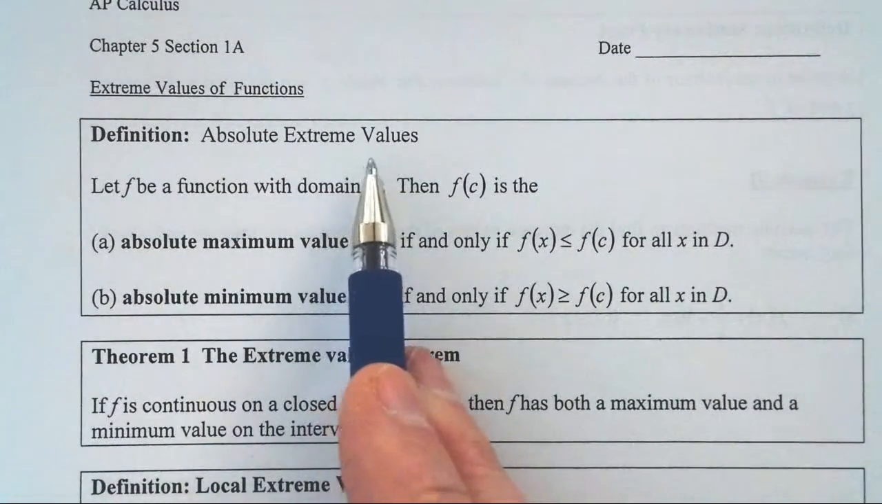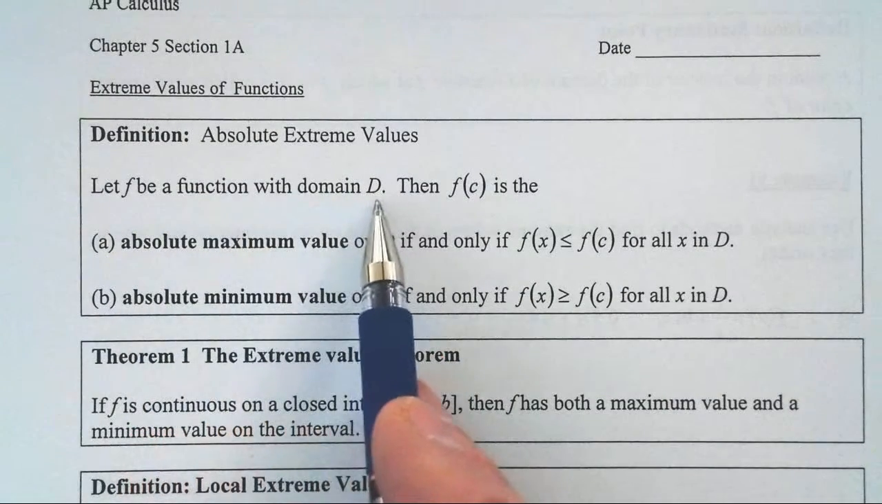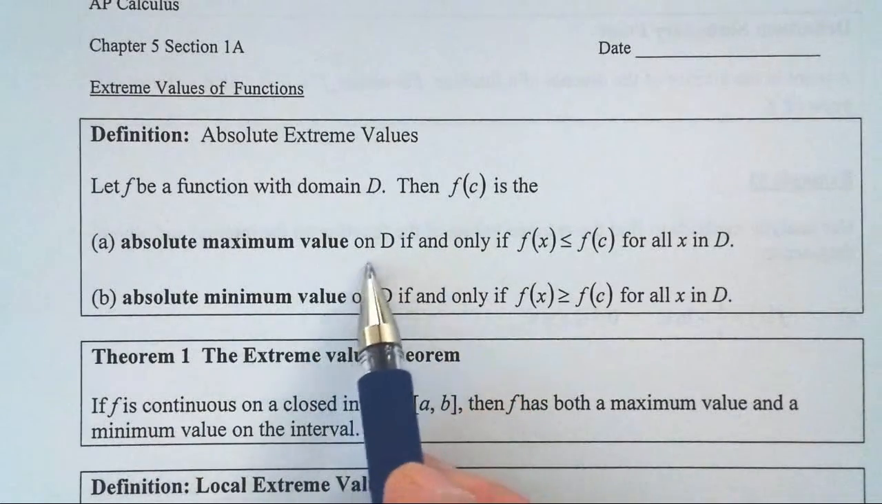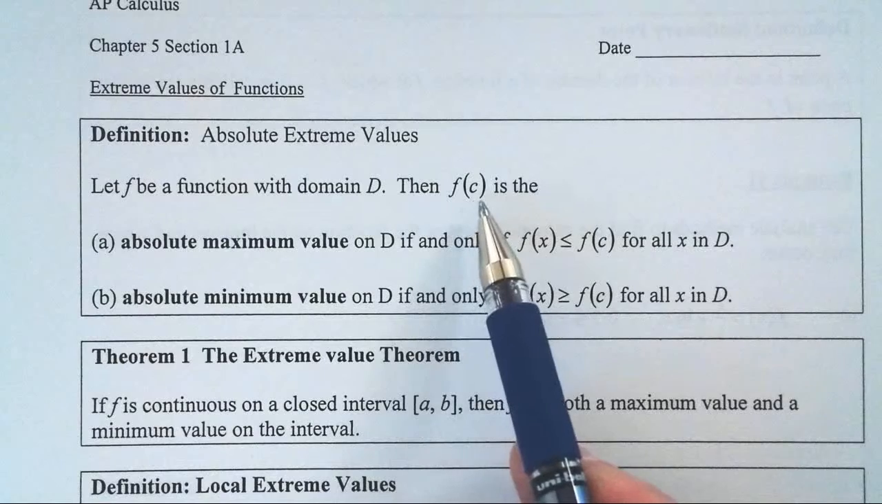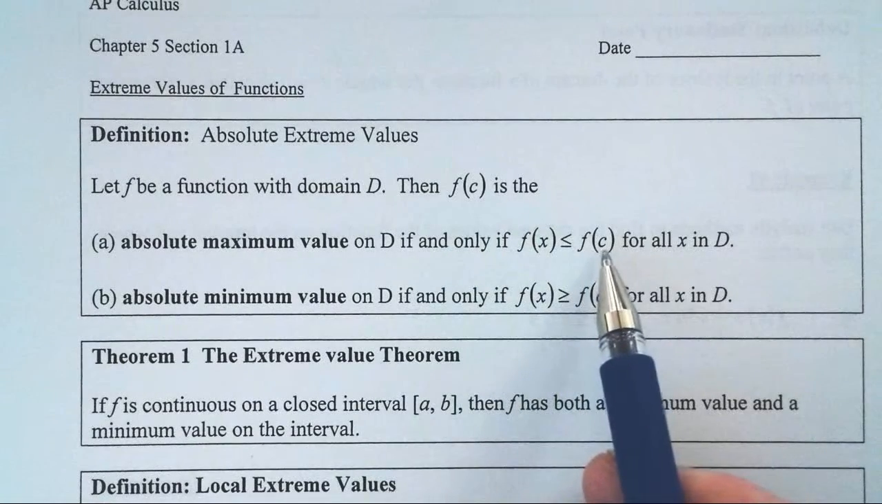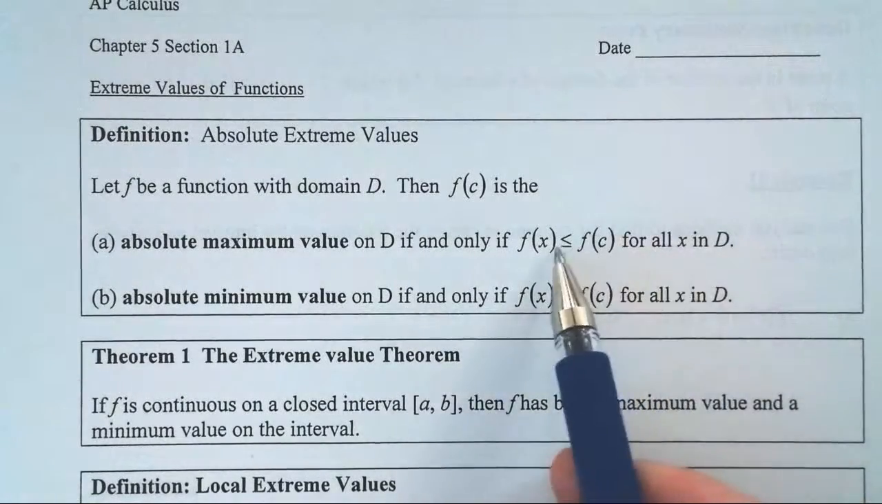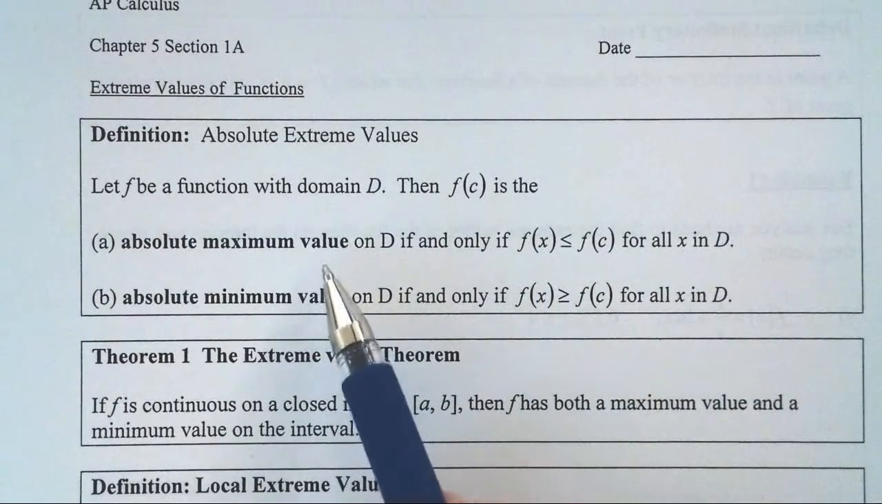Definition of absolute extreme values. Let f be a function with domain D, so we have some predefined domain. Then f of c is called an absolute maximum on D if and only if f of c, now understand f of c is a height. So what this says is that the height at c is bigger than or equal to all other choices for heights. Well, that makes sense, then that should be an absolute maximum.